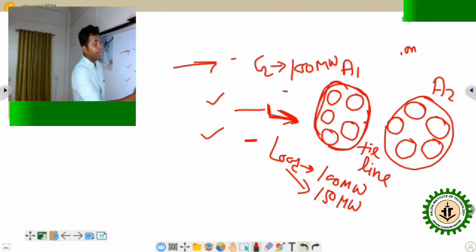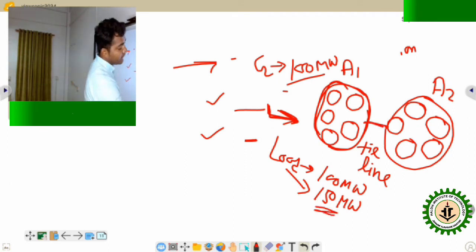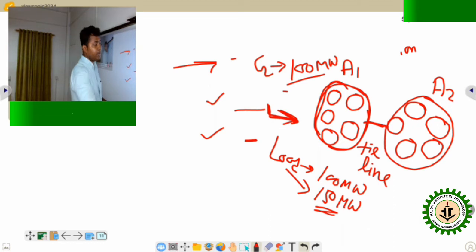So for that case, if there is a tie line, then what happens? The other area A2 will give power to area A1 to fulfill the load demand. It means there is an interconnection. This is the benefit of the interconnection. If in any case the load demand increases, the other area may give power to area A1.